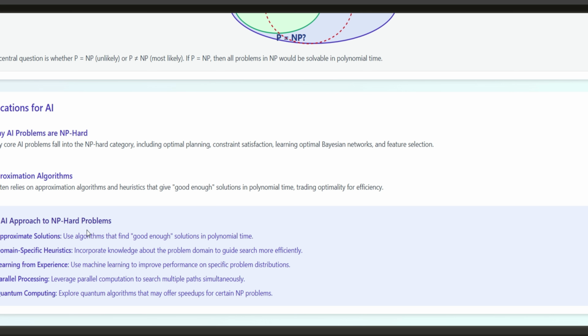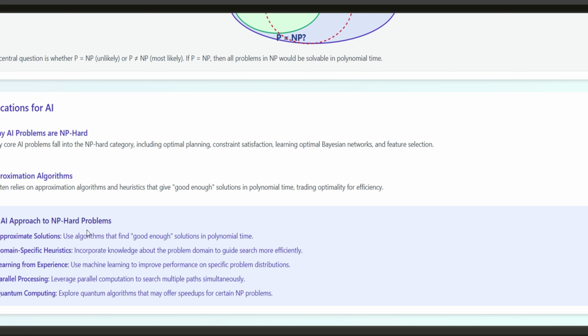There are a few different ways AI deals with NP-hard problems. One of them is to use approximation algorithms like I just mentioned. Another is to bring in a heuristic. These are rules of thumb that help guide the search in a smarter way based on the domain. And then there is learning from experience. We use machine learning to recognize patterns in problems we have seen before and apply that knowledge to new problems.